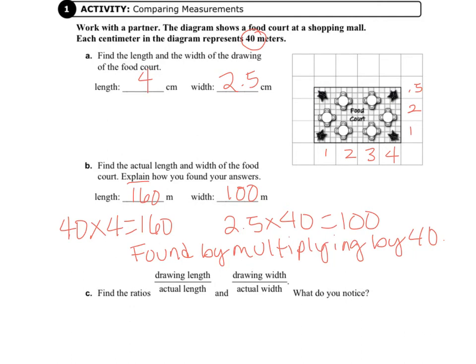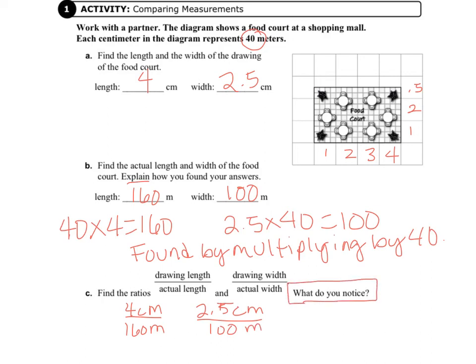Letter C says find the ratios. The first ratio we need to find is the drawing length to the actual length. So the drawing length was 4 centimeters. And we put that over the actual length, which was 160 meters. And the drawing width was 2.5 centimeters. And the actual width was 100 meters.